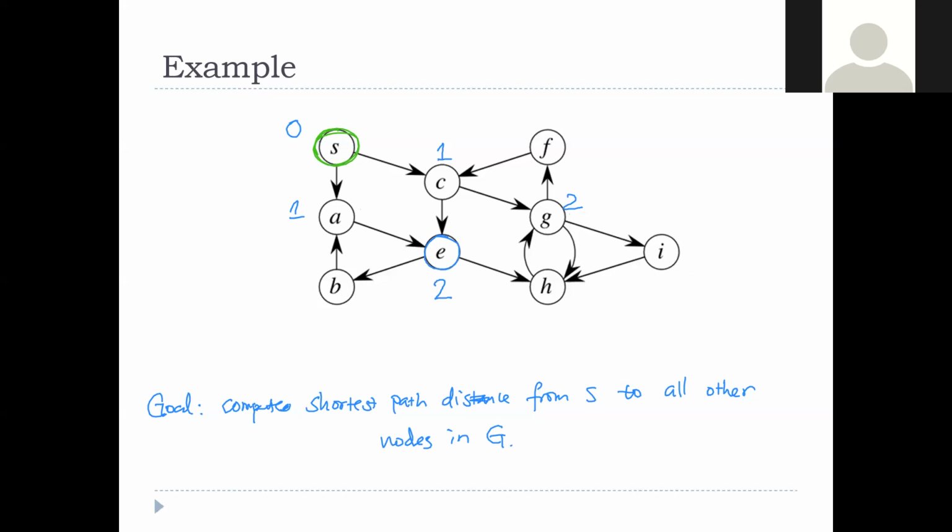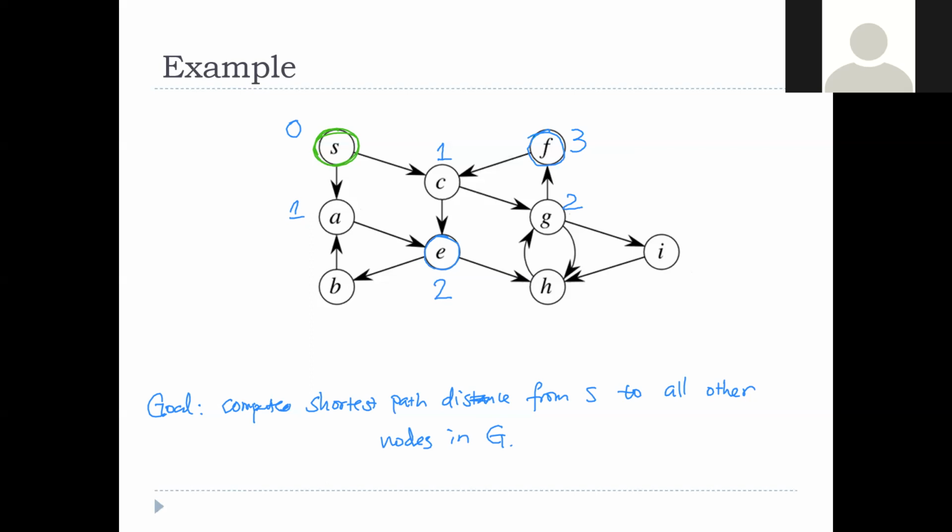How about F? Can I reach F in 2 steps? No, right? To reach F, I would go through C, but I don't have an edge from C to F. So there's no other way to reach F within just 2 jumps. However, we did notice that I can reach F by going from G, so that's 3 steps. And this is the best possible because I cannot reach there using 2 steps. So the distance to F is 3.